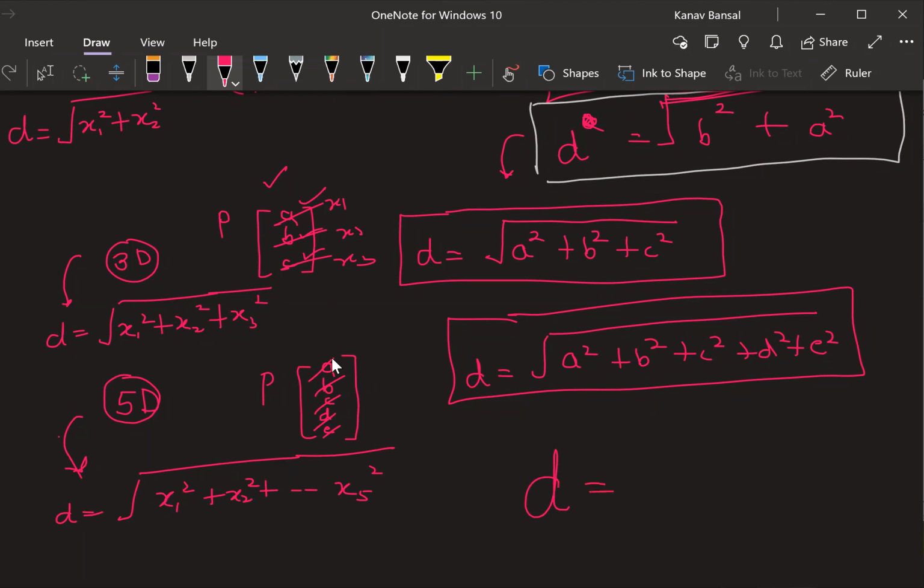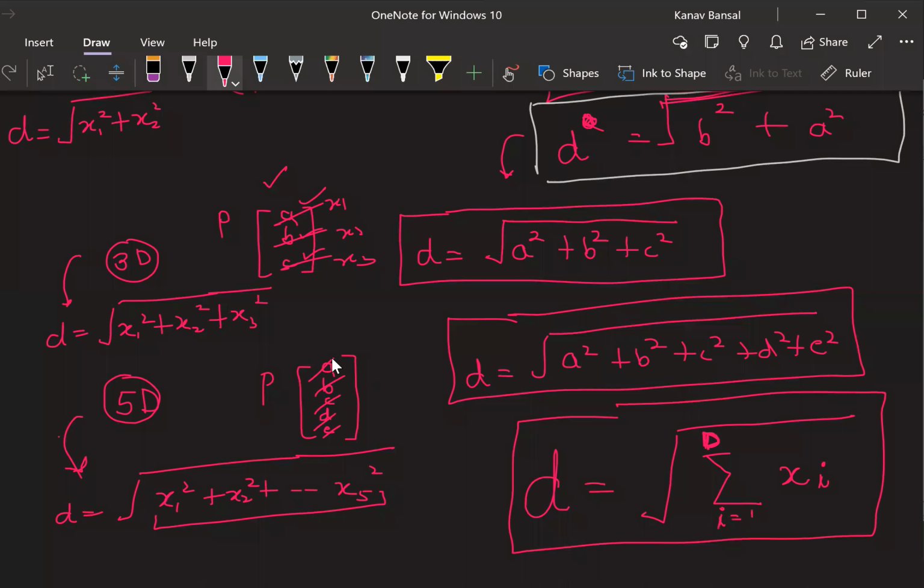D is nothing but, if I want to compute the distance of any point from the origin, irrespective of which dimension it is, I can do something like this. I can take an under root. What is this thing? I'm taking the sum of all the components xi, where i is going from 1 to d, capital D, the number of dimensions. Just try to do something like this. You will get the distance of a point from the origin.